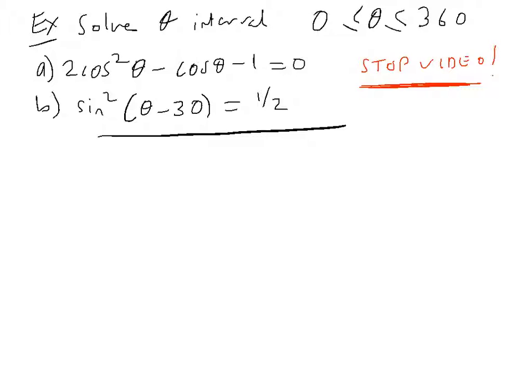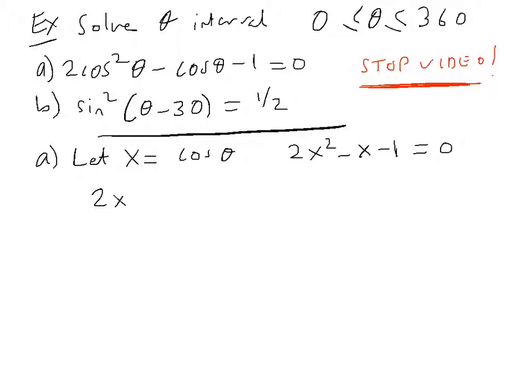So let's start with part A. We've got 2 cos squared theta minus cos theta minus 1 equals 0, and we're solving it between 0 and 360. You could, if you wanted to, say let x equal cos theta, because we'll need to factorize and simplify this expression. So we end up with 2x squared minus x minus 1 equals 0. We can then factorize this expression, so factors of minus 2 which add up to give us minus 1, and we should be able to factorize this to 2x plus 1 and x minus 1 equals 0.